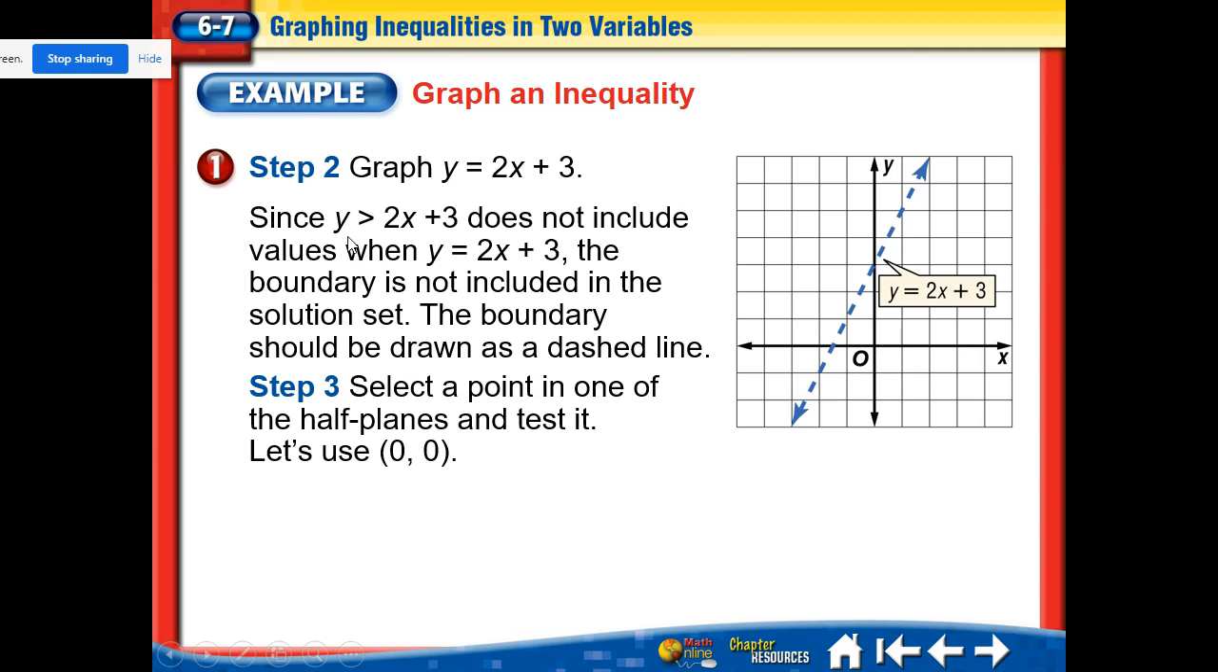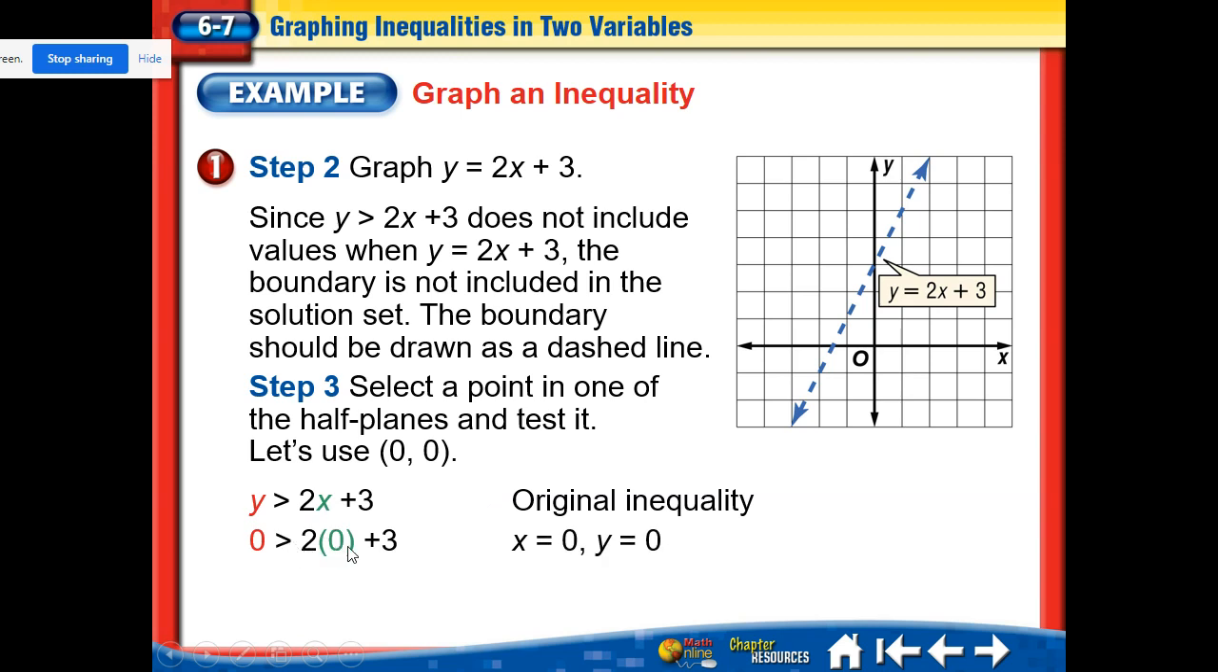Let's put 0, 0 in. So I'm putting it into my equation. 0 is greater than 2 times 0 plus 3. Well, 2 times 0 plus 3 is just 3. 0 is greater than 3. That is false. So again, this is false, so I shade the other side. So this is the side over here that I have to shade.